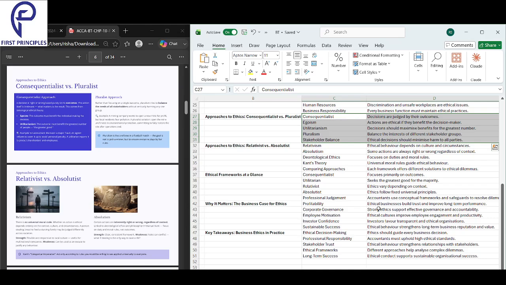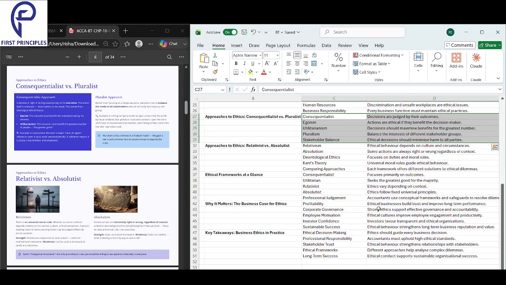Next is utilitarianism. Decisions should maximize the benefits for the greatest number. That is one approach to ethics. Next is pluralism. You should balance the interests of different stakeholder groups. And finally, stakeholder balance. Ethical decisions should minimize harm to all parties, meaning the harm to various parties should be minimal. So these are the approaches to ethics.